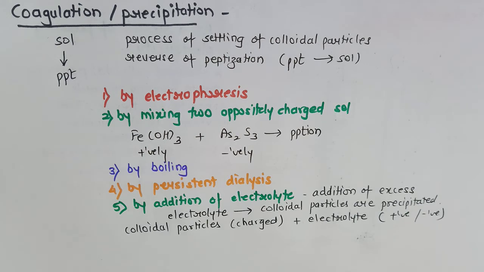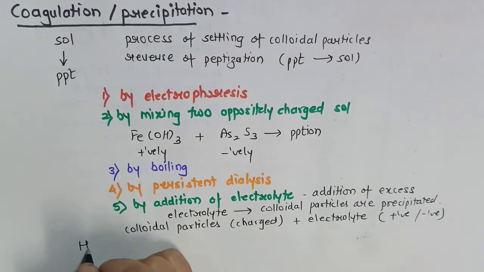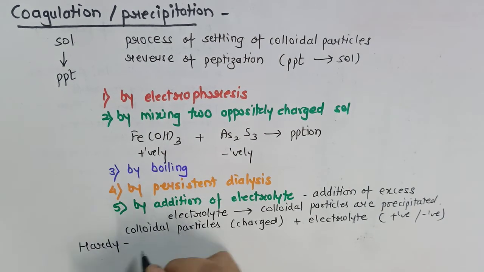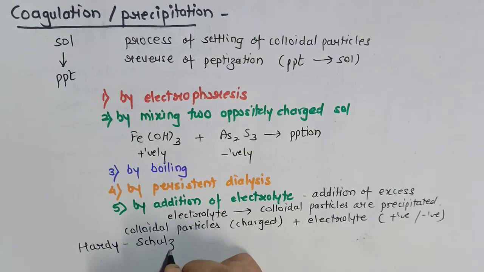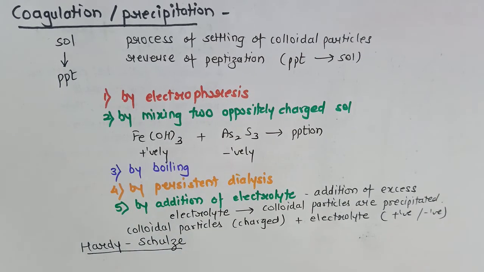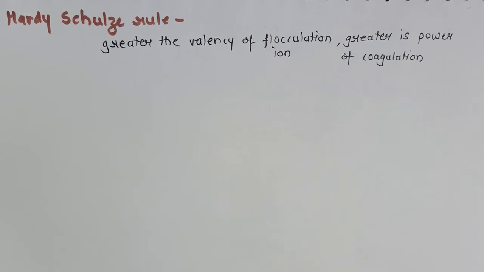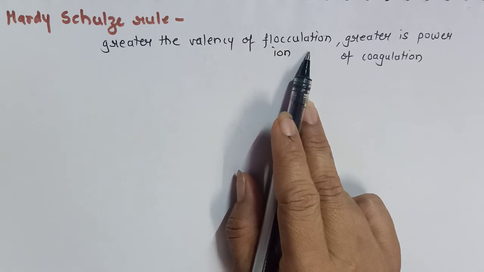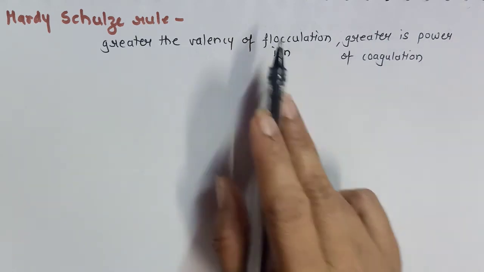Now the question is, which electrolyte can we choose? Is there any correlation between the charges present in the electrolyte and the colloid? That answer was given by a scientist called Hardy, along with Schulze. So we'll study now the Hardy-Schulze rule. The Hardy-Schulze rule gives a very simple way to choose the best electrolyte for coagulation. He said, greater the valency of the flocculating ion, greater is the power of coagulation.